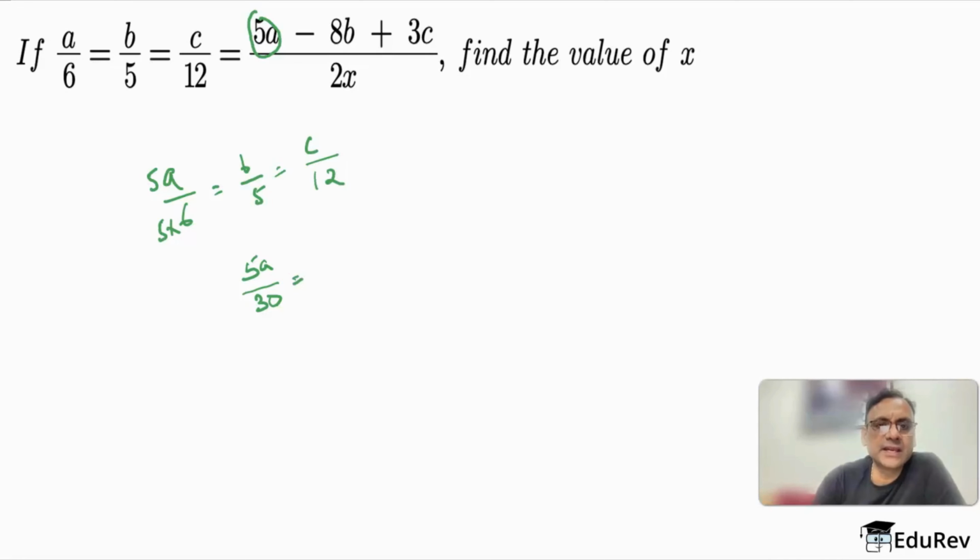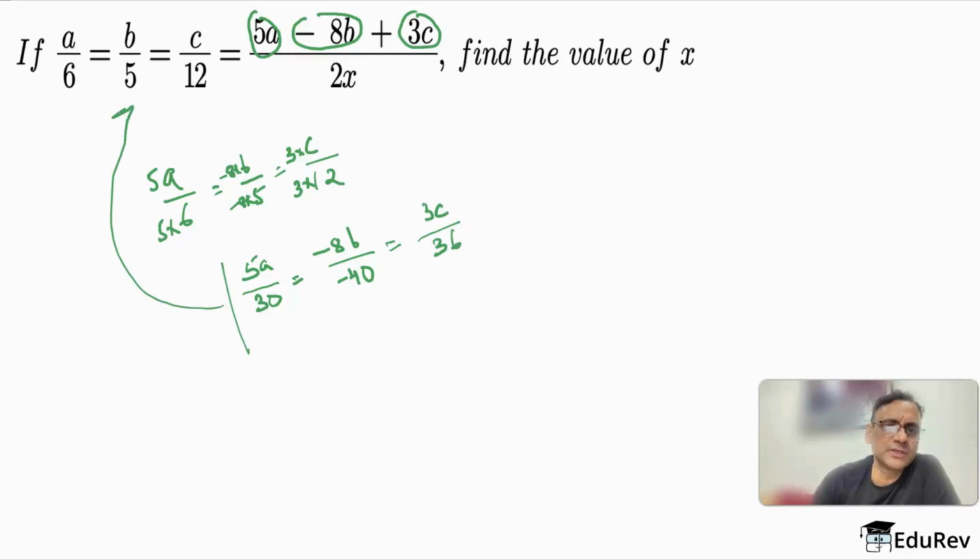Now in the second one, you can see that we need minus 8b. So let's multiply b with minus 8, both the numerator and the denominator. So this becomes equal to minus 8b upon minus 8 into 5, which is minus 40. Now for c, you can see we need 3c. So let's multiply this by 3, both the numerator and the denominator. So it becomes equal to 3c upon 36. So this fraction is the same as what was given to us here because we multiplied the numerator and the denominator by the same value.